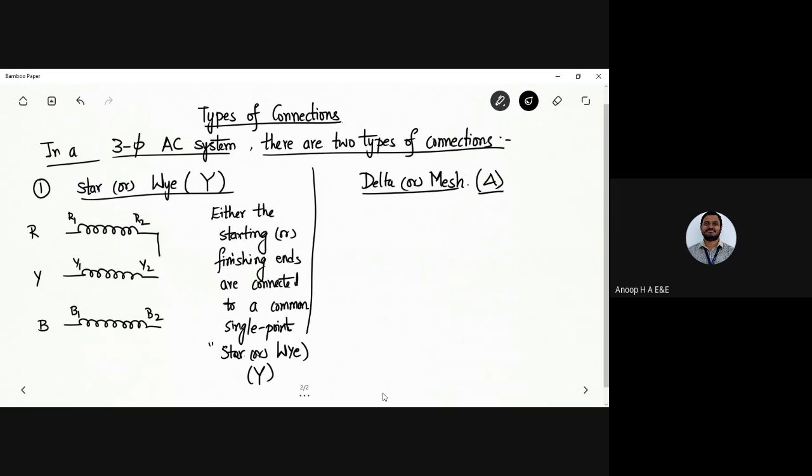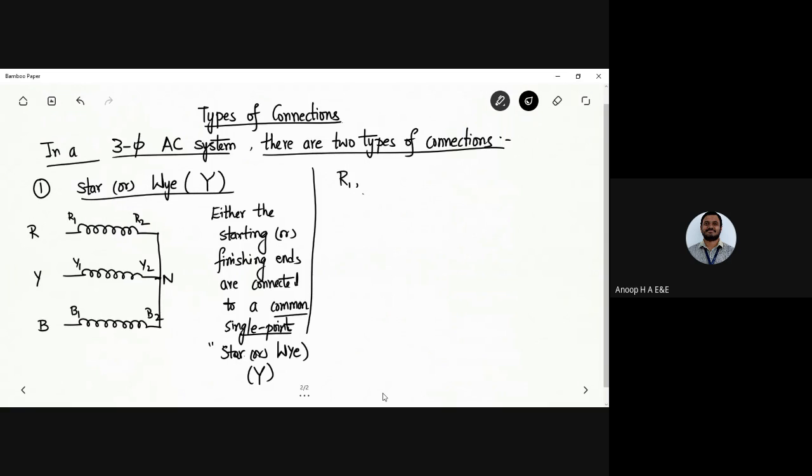Okay, so either the starting ends are joined together to one single common point. This common single point is termed the neutral point. Let me erase this here. Yes, so this common point is called neutral. Either the starting ends or the finishing ends. So this is the finishing end, whatever I have drawn here.